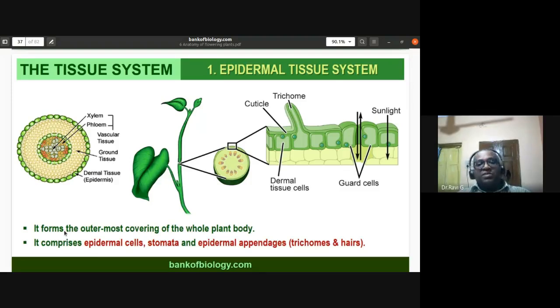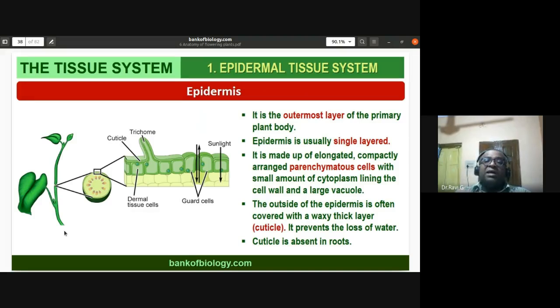The epidermal tissue system consists of epidermal cells, stomata, and epidermal appendages, like trichomes, which are multicellular, and root hairs, which are unicellular. So these are the components of epidermal tissue. The epidermis is the outermost layer of the primary plant body. Epidermis is usually single layered, and they are almost barrel-shaped cells.